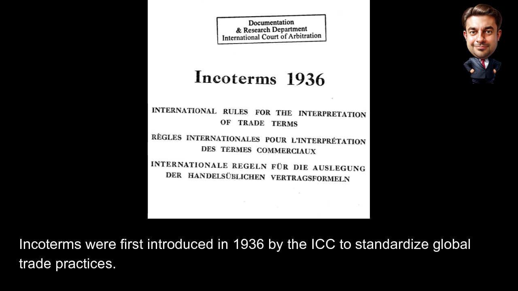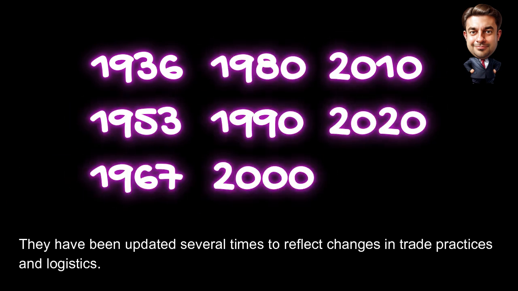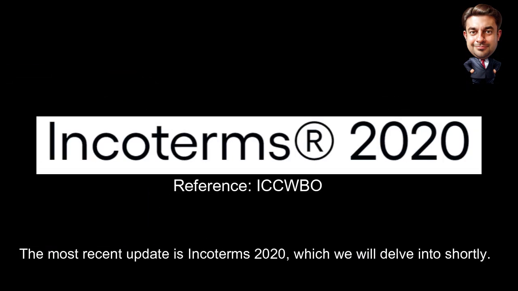Incoterms were first introduced in 1936 by the ICC to standardize global trade practices. They have been updated several times to reflect changes in trade practices and logistics. The most recent update is Incoterms 2020, which we will delve into shortly.